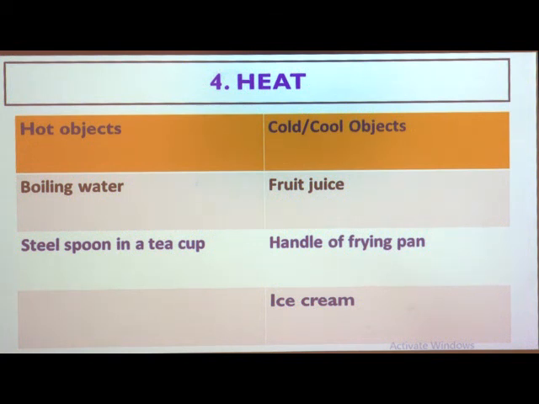So which are the hot objects given in this table? The first one is boiling water, and the second one is a steel spoon which is kept in a tea cup. That is also hot.